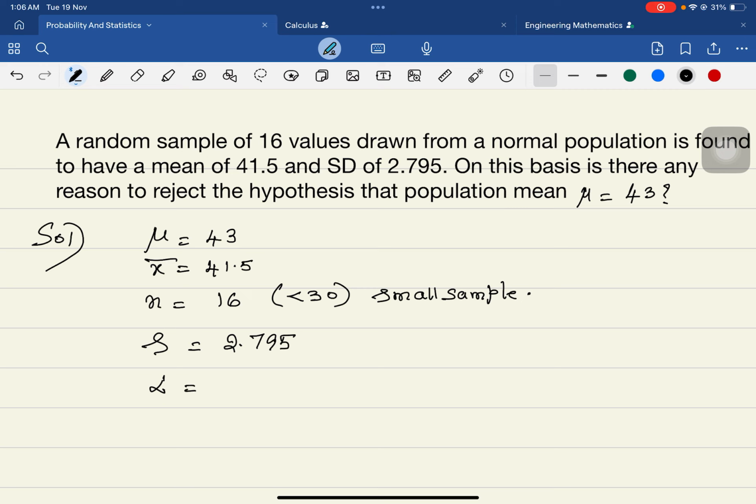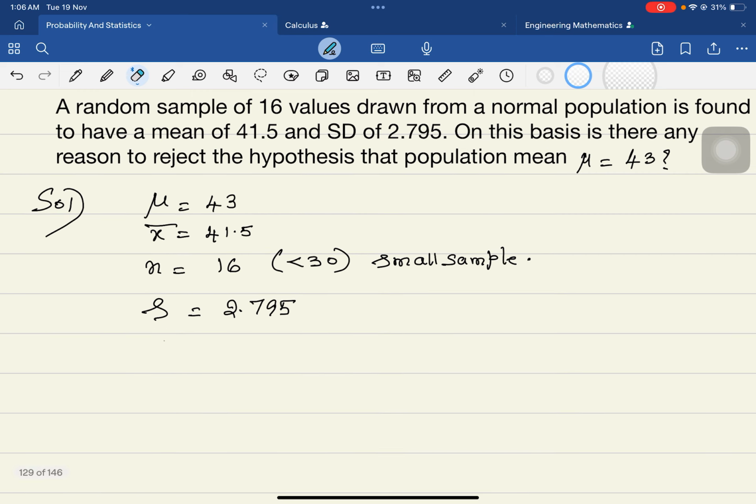Alpha, we will not be given alpha here because we are going to see it in the T table, correct? It is for the small sample. So we have to check the T table. In the T table we have to find the value. Generally in the exam they may give it, but if they have not given it, in the T table which will be provided, we have to find it out. Okay, so these are the things given, right?